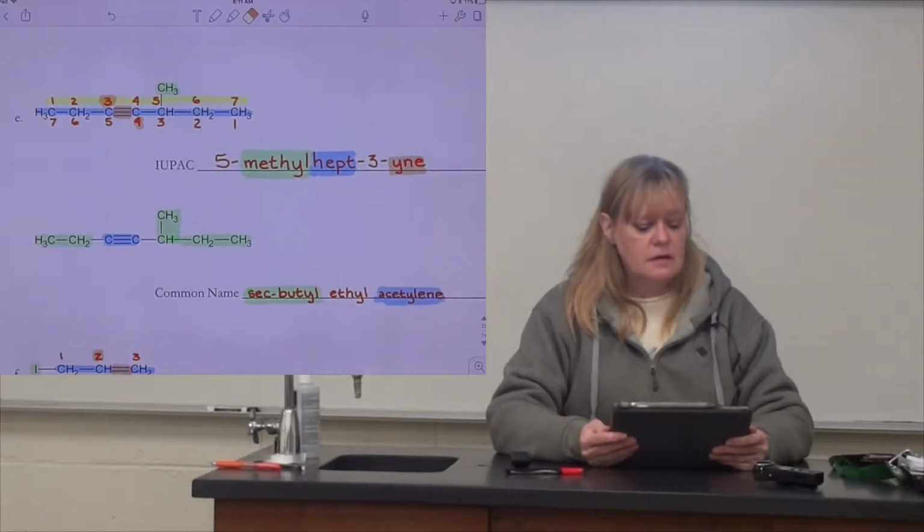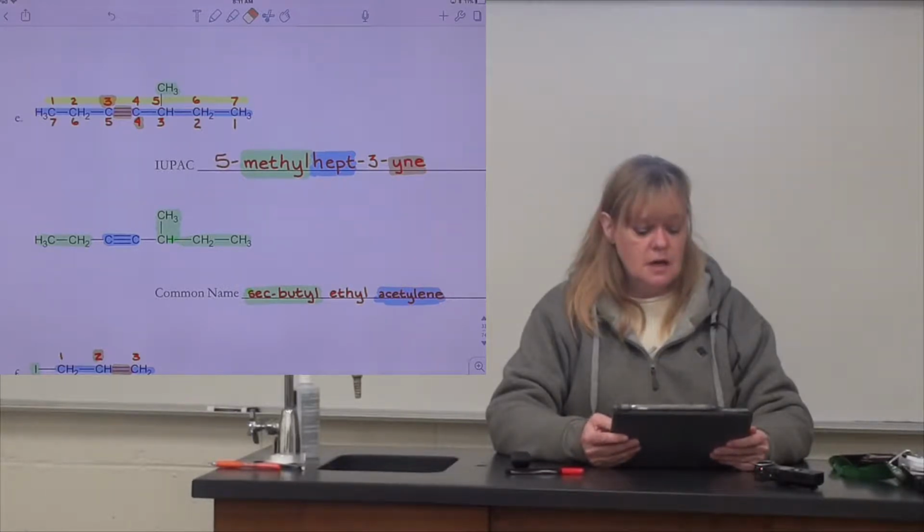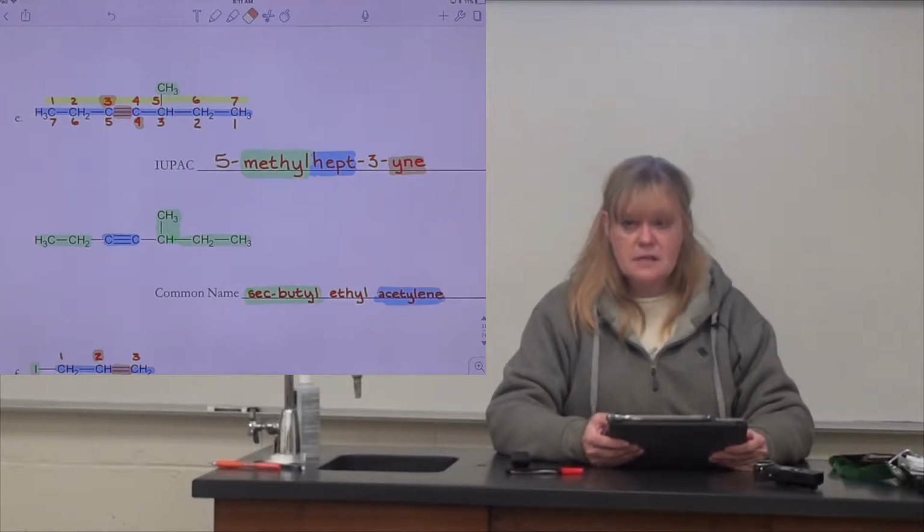E, 5-methyl-hept-3-yne. Giving the lowest number possible to the functional group. You don't care what that does to the numbering for the substituent. And then the common name, I know you hate this one, that's an acetylene group, and you say what's attached to it. Sec-butyl ethyl acetylene.